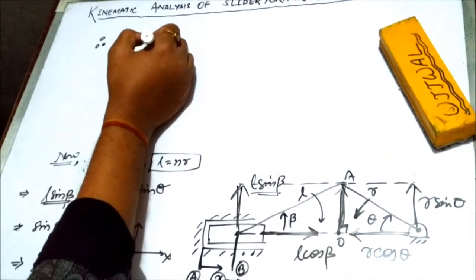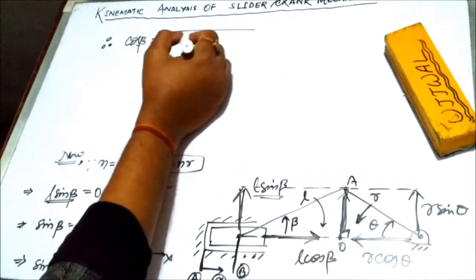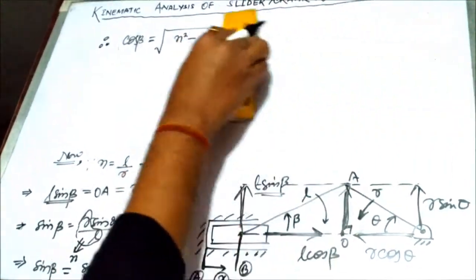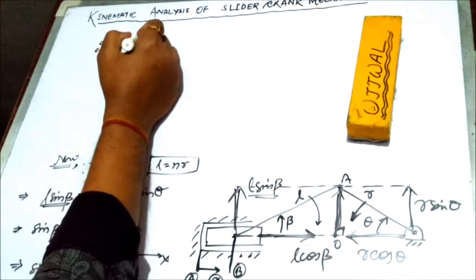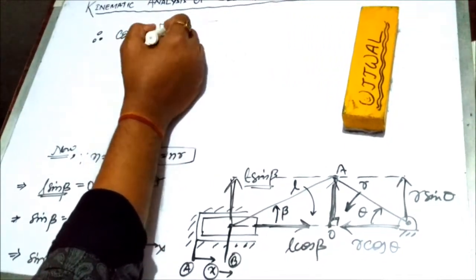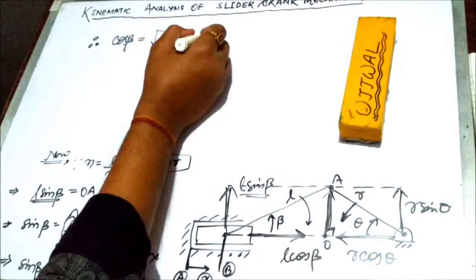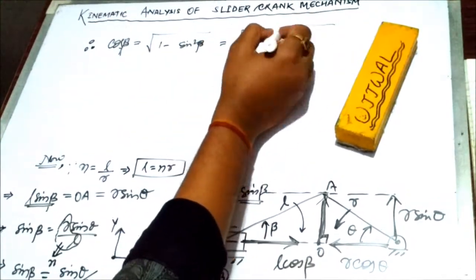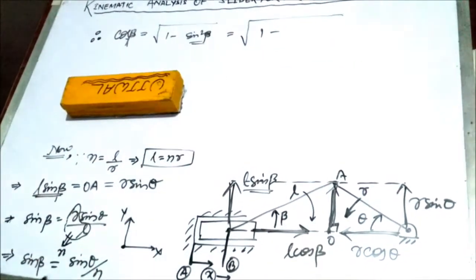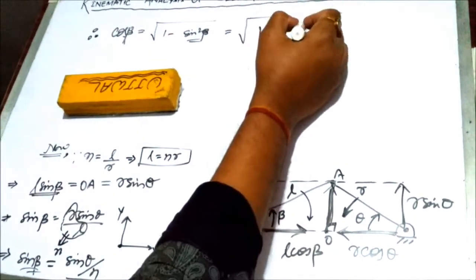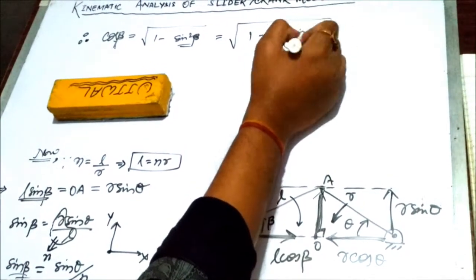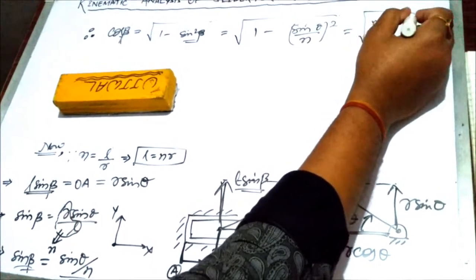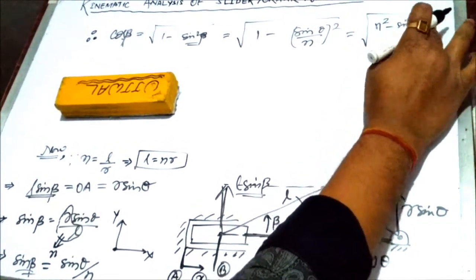Okay, now since cos beta is equal to root under 1 minus sin square beta. Okay, let's go from basic. Cos beta is equal to root under 1 minus sin square beta. So that implies root under 1 minus sin beta, we got the value here, sin theta by n. So sin theta by n whole square.